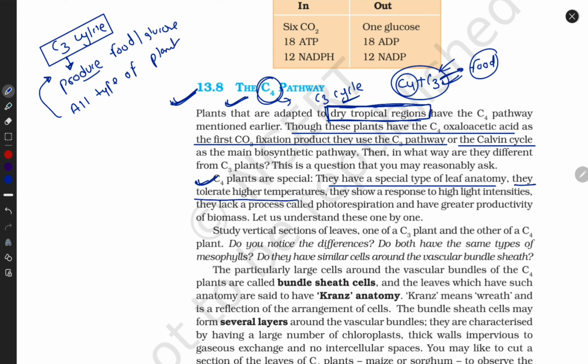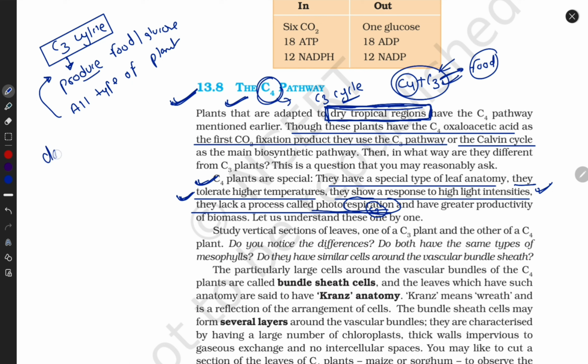They tolerate higher temperature. Of course, they live in dry tropical regions. They show a response to high light intensity, since light intensity is also high. They lack a process called photorespiration, which is the most harmful process for the plant. So they protect their cells from photorespiration. In the daytime, they prevent this respiration.